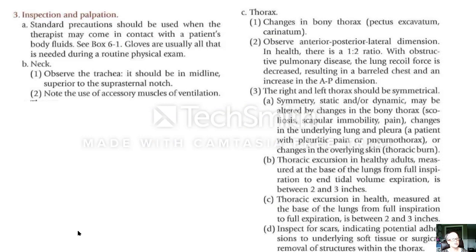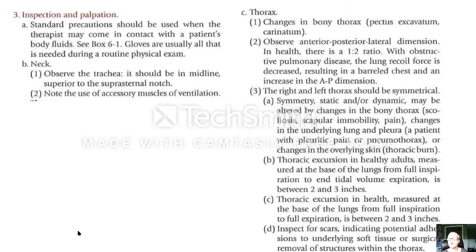Inspection and palpation. Standard precautions should be used when a therapist may come in contact with a patient's body fluid. See box 1. Gloves are usually all that is needed during a routine physical exam. Neck: observe the trachea. It should be in midline, superior to the suprasternal notch. Note the use of accessory muscles of ventilation.